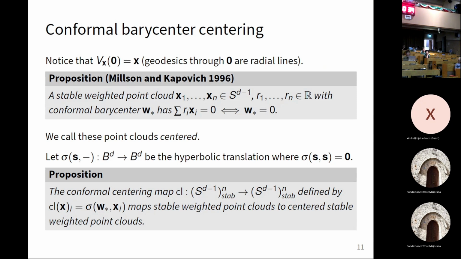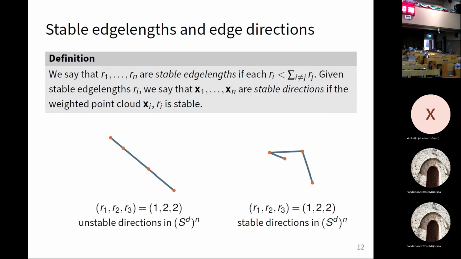So if I define the hyperbolic translation to be just notationally this sigma S map, that's going to be the hyperbolic translation which maps S to the Euclidean origin. This is some Möbius transformation of the ball. And I can say that the conformal centering map just takes the conformal barycenter of the point cloud to the Euclidean origin. And here we go. Let's connect this back to polygons.